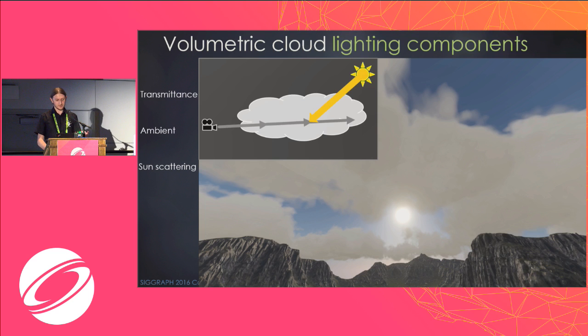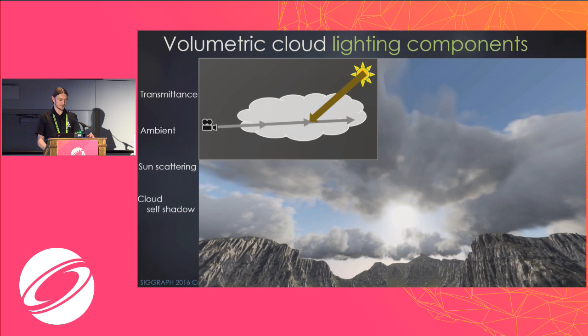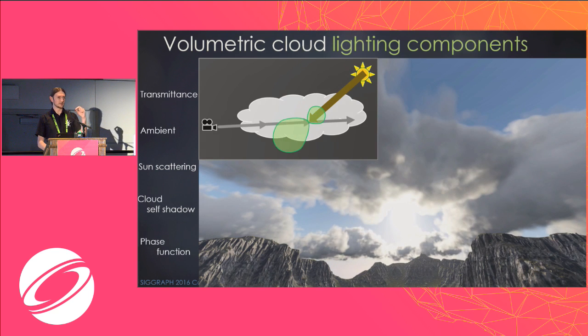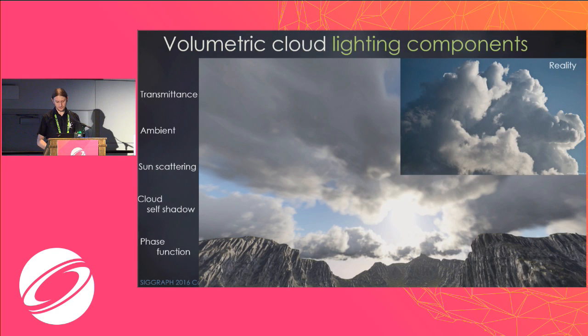But if you just take into account sun scattering, it doesn't look interesting. You also need to raymarch the self-shadowing of the cloud in order to get all these nice details. And last but not least, there's the phase function, because when light bounces on particles in a cloud, it does not bounce uniformly. It will follow a specific pattern. I will show you a bit more later why. But this is important to get the silver lining effect that really defines the cloud look. And here's a picture to show you a real-life reference. We are lacking very fine-grained details and multi-scattering, but basically we have the main components.